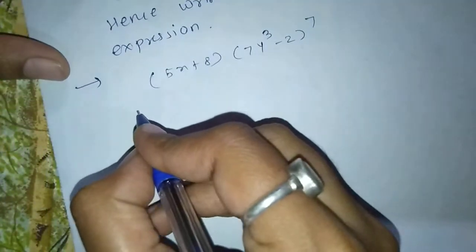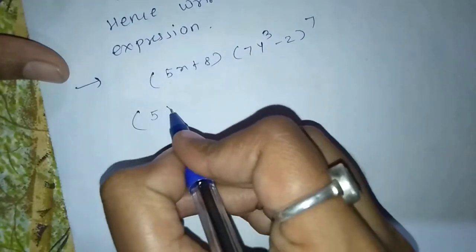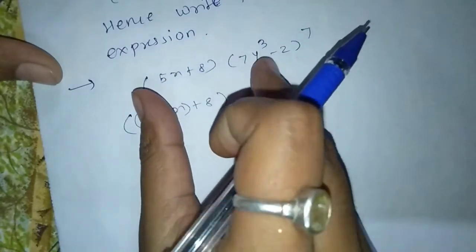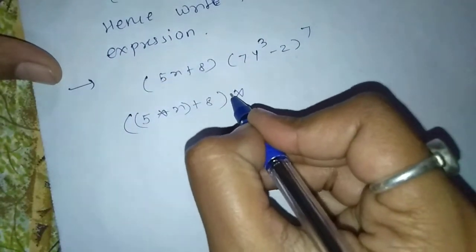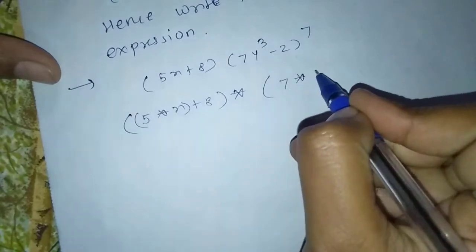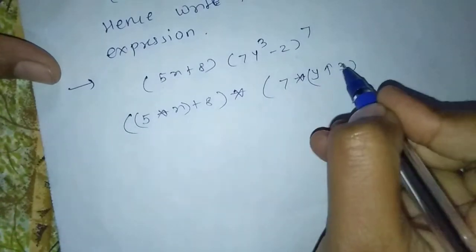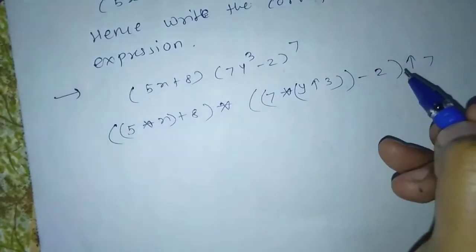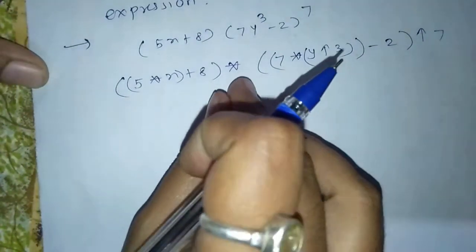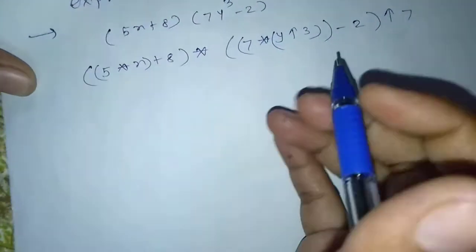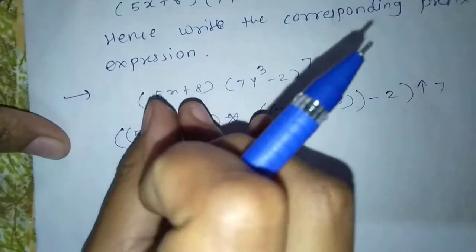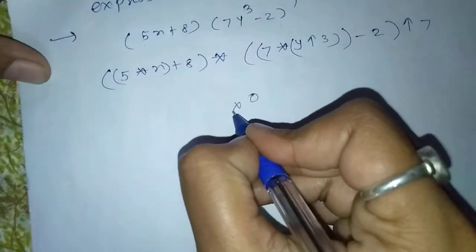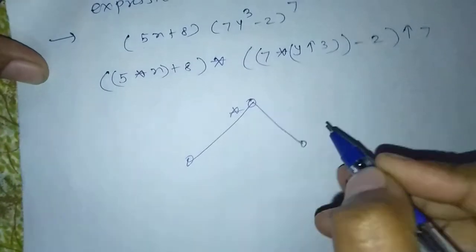Now first, 5x plus 8 means 5 star x plus 8. Okay, now the relation between these two terms is nothing but multiplication. Next 7 star y exponential 3. Okay, minus 2 exponential 7. Now you can see that the root is nothing but multiplication, this is one subtree, this is another subtree. First take the root star, next the subtrees.